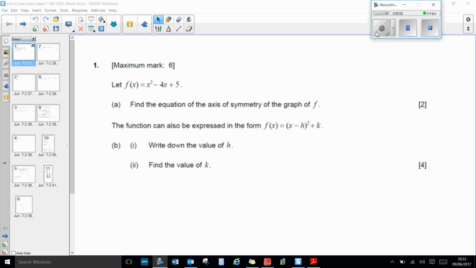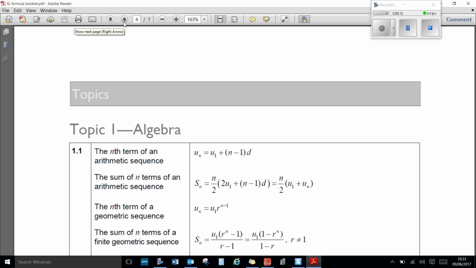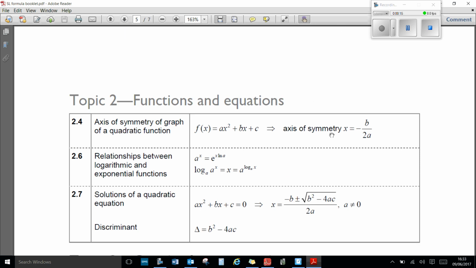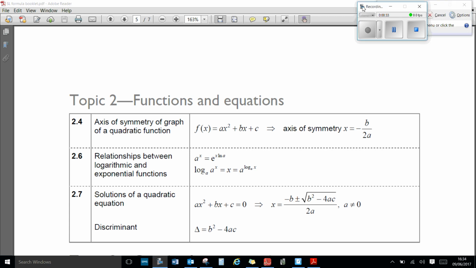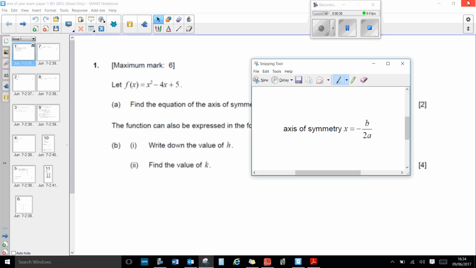Okay, so number 1 says find the equation of the axis of symmetry of the graph. To do this, to help us, we're going to go to the formula booklet. And if you notice here, it has axis of symmetry equation. So for the quadratic equation ax squared plus bx plus c, the axis of symmetry is x equals minus b over 2a. So what we need to do is identify our A and B from our equation and just plug it into this formula.